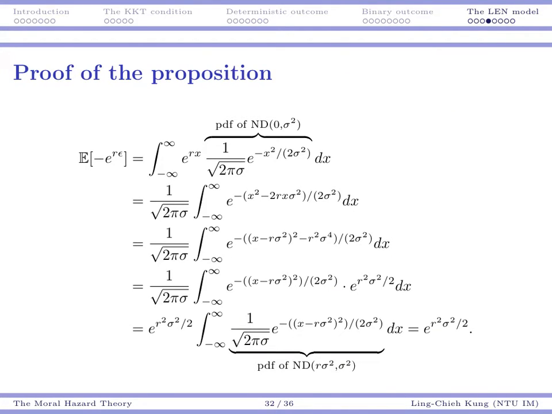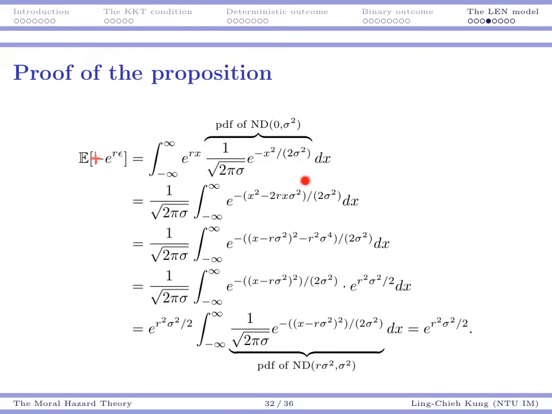So I have my task. My task is to find the expected value of e to the power of r epsilon, where r is a constant and epsilon is a normal random variable. So I follow the formula of expectation. I have this function e^(rx), and I need to do a weighted average of it with respect to the weights given by the PDF of the normal random variable. Okay, this is the PDF of a normal random variable.